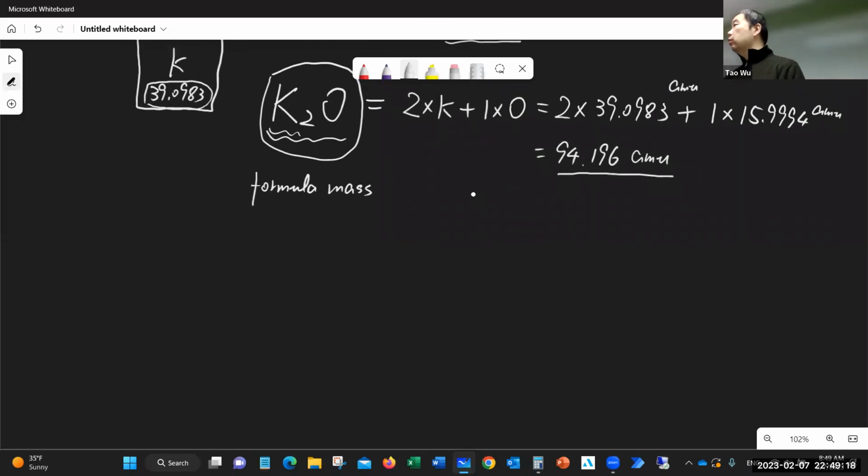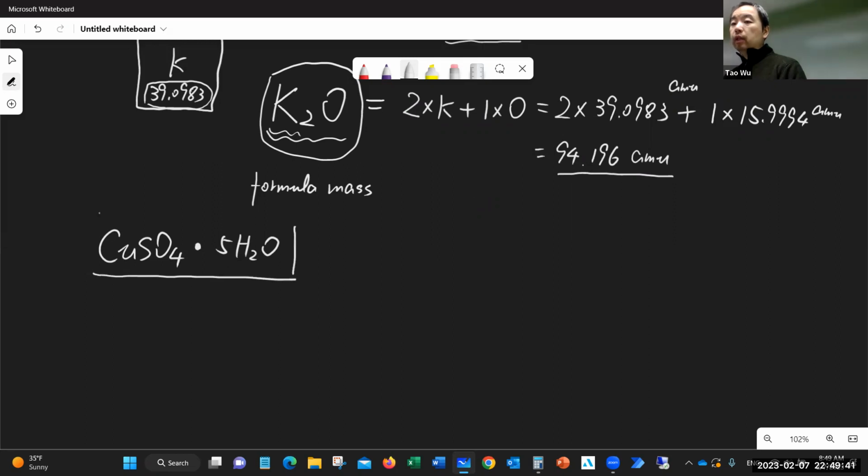And some of these masses could be very complicated. For example, we have a formula like this. Here we have a dot in between the copper sulfate and the water. So we have one formula. This is a whole formula for one compound. It's not for 2 different compounds. And we give a special name to this kind of formula with the water, with a dot. This one is called a hydrate.